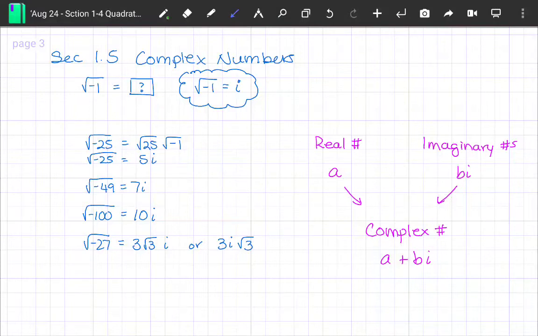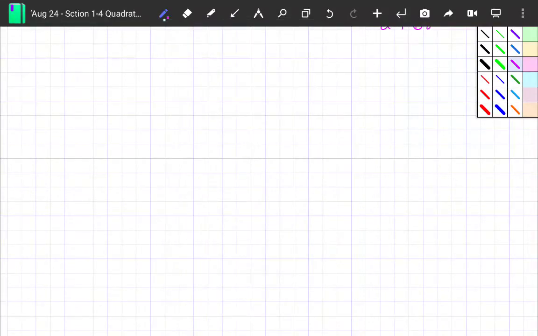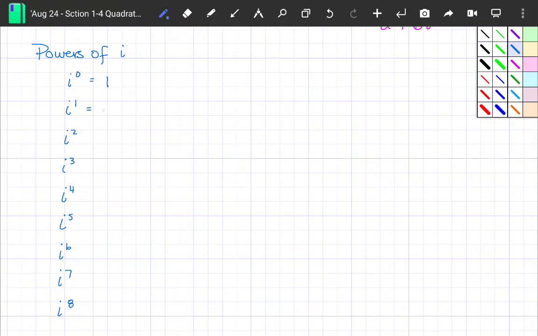All right, so now we're just going to look at basic operations with complex numbers. Adding, subtracting, multiplying, and dividing. The good news is, oh, and powers. Let's look at the powers first. Powers of i. So starting with i to the 0, i to the first power, i squared, i cubed, i to the 4th, i to the 5th, i to the 6th, i to the 7th, i to the 8th. Let's see what happens here. So we know anything to the power of 0 is 1, and anything to the first power is itself.